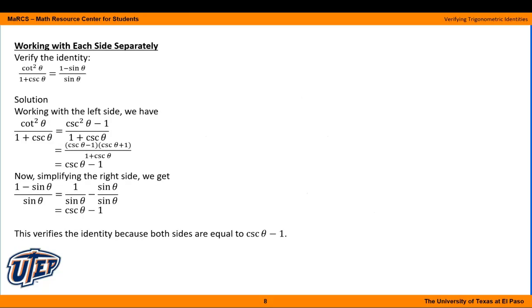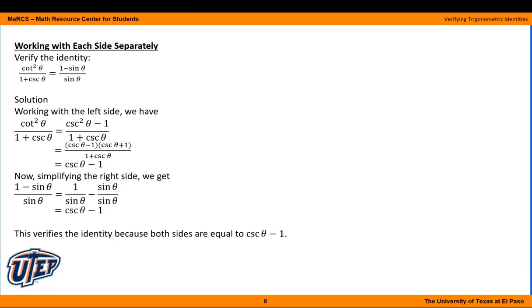Most of the time, we simplify only one side of an identity. However, occasionally it is useful to simplify both sides independently. In this example, we begin with the left side. Using the Pythagorean identity, we replace cotangent squared theta with cosecant squared theta minus 1. Factoring the numerator allows us to simplify the expression to cosecant theta minus 1.